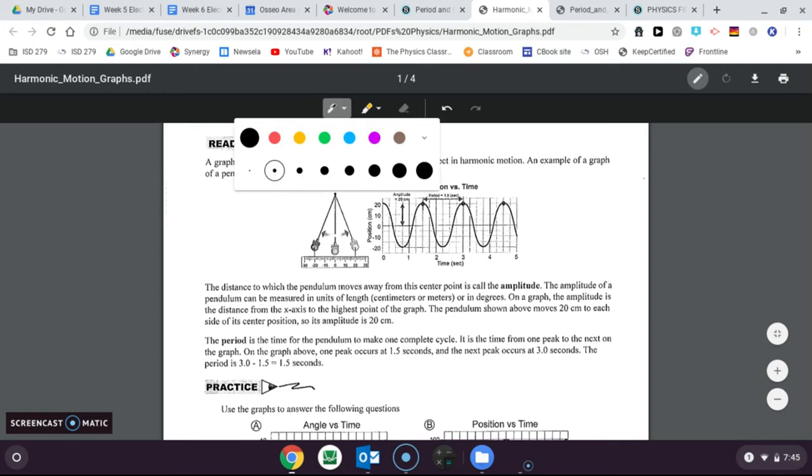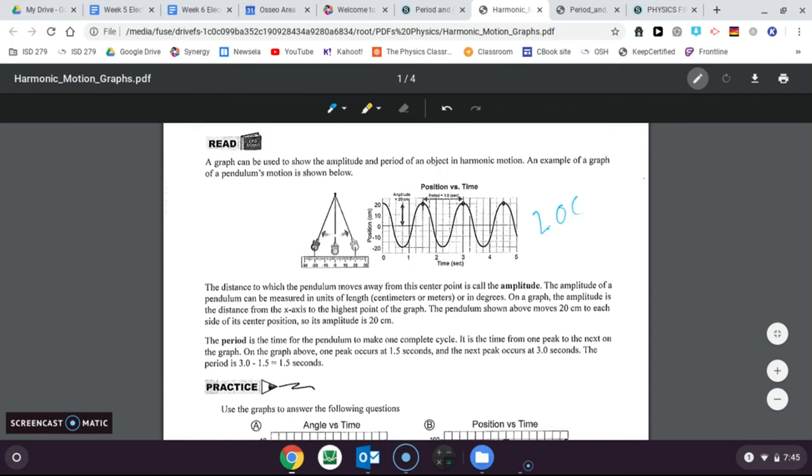Sorry, I'm going to get my pen ready here. I should have had that ready already. This one has an amplitude of 20, and in this case, it is measured in centimeters. So this would be 20 centimeters for the amplitude.